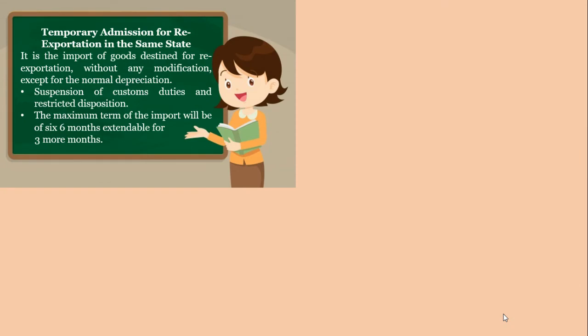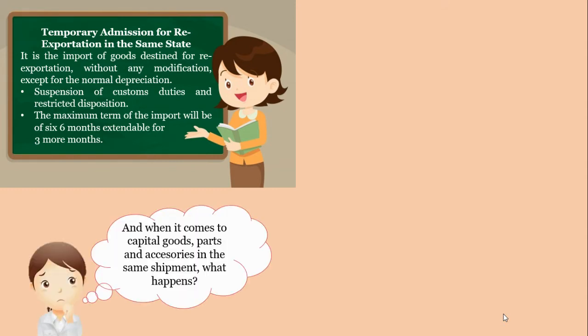Temporary admission for re-exportation in the same state. It is the import of goods destined for re-exportation without any modifications except for the normal depreciation. This may cause the suspension of customs duties and restricted disposition. The maximum term of the import will be of 6 months, extendable for 3 more months.